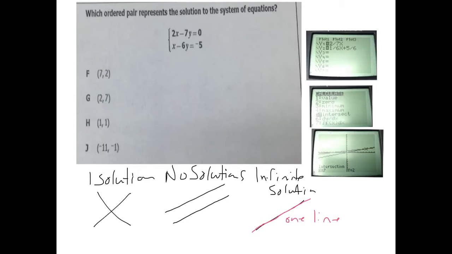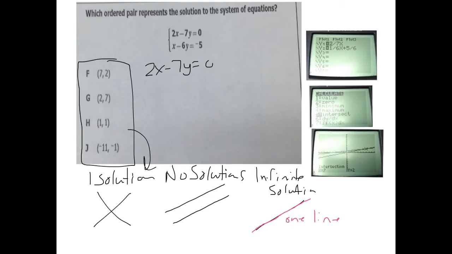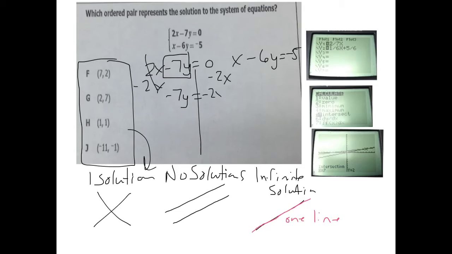Okay. Based on the answer choices here, these are all answer choices for one solution. I think it's in our best interest if we use our graphing calculator. To use it, we're going to solve each one for y. So 2x minus 7y equals 0, and x minus 6y equals negative 5. We're going to solve them both for y. So box, draw down. 2x gets a minus 2x. Those cancel. Bring down my negative 7y equals. Write this in mx plus b form, so that'd be negative 2x plus 0.